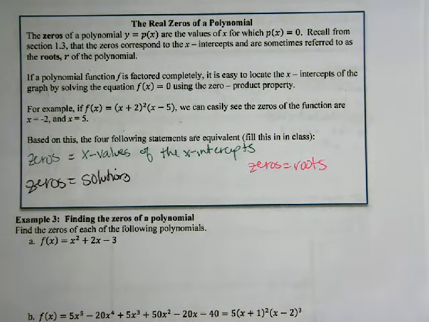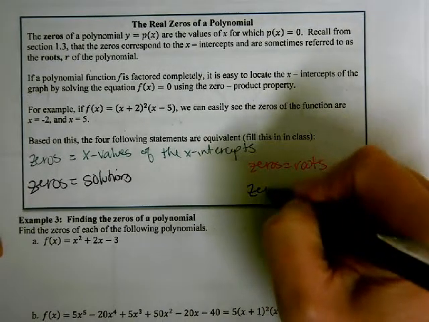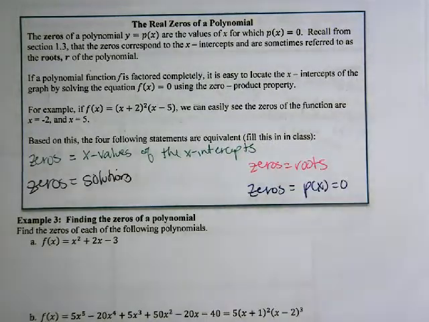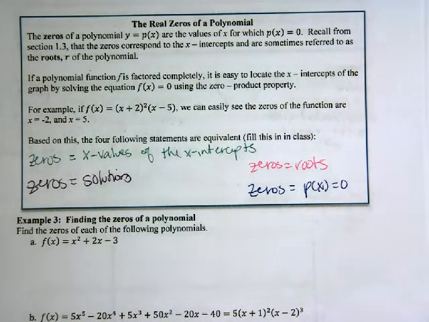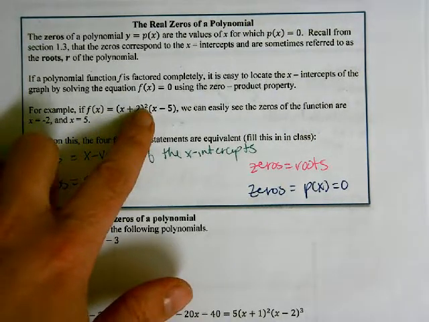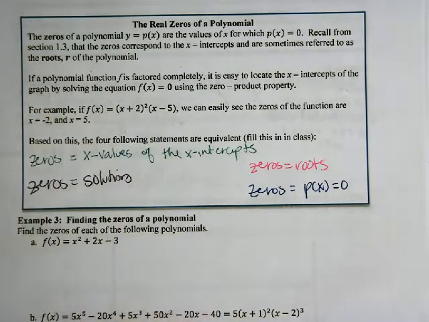And finally, the zeros, going back to this, are the p of x when y is 0. So I'm going to use these things interchangeably. Also, I'm going to be using the zero product property because we're talking about polynomials. So if you take a look at f of x equals (x + 2)^2 (x - 5), that is a polynomial in factored form.